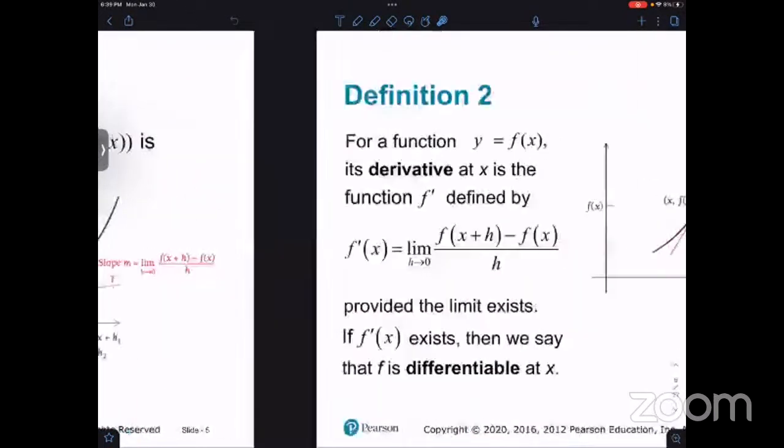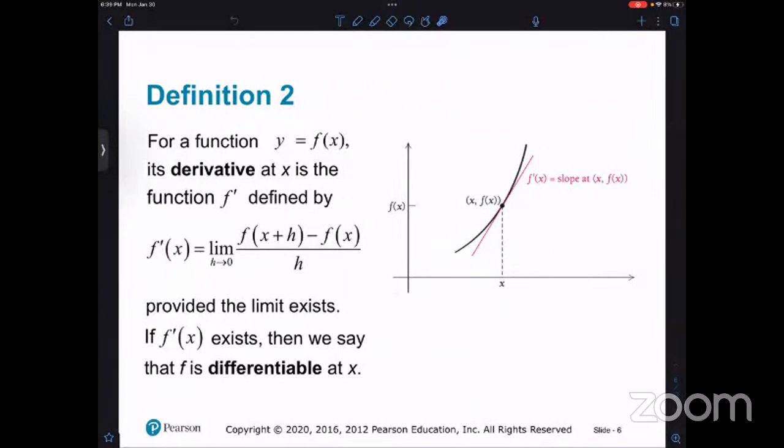So for a function, its derivative at x is f prime, which is defined by the limit as h tends to 0 of the difference quotient. The derivative, which is the slope of the tangent line, is defined by the limit as h tends to 0 of the difference quotient. Again, the difference quotient is just the slope between 2 points, where that second point is generated by some change in x. This is provided the limit exists. If the limit exists, we define it like this, okay? If the derivative exists, then we say that f is differentiable at x, okay? All right, let's keep going.